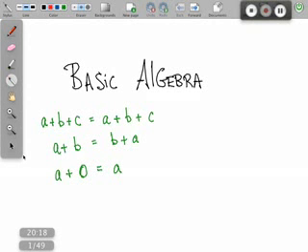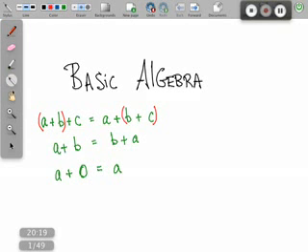This video will discuss some basic algebra. I'd like to start with what we would call the associative property, and that is that if I associate these two numbers together and then add C, that would be the same as if I were to associate these two numbers together and add A.